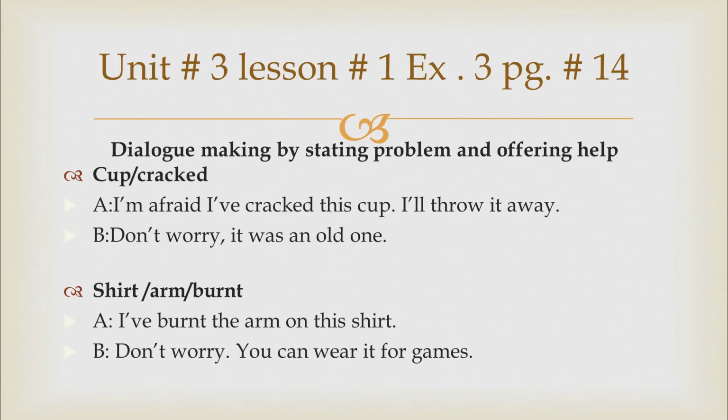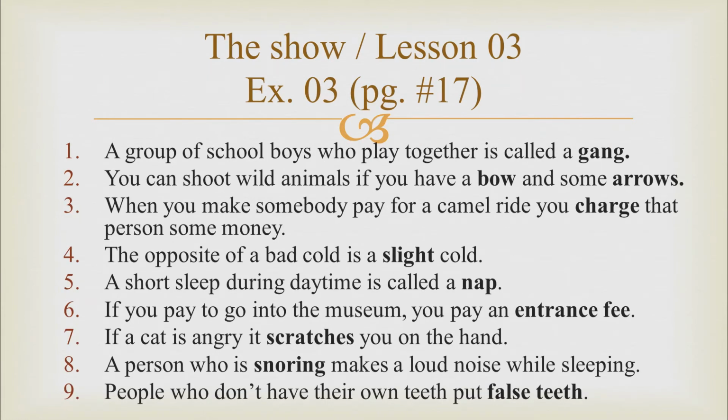Then move to lesson number 3 at page number 17, exercise number 3. This says find the words in the text and fill in the blanks. A group of schoolboys who play together is called a gang. This exercise is basically word meanings. You can shoot wild animals if you have a bow and some arrows. When you make somebody pay for a camel ride, you charge the person some money. Charging money is making somebody pay for you.